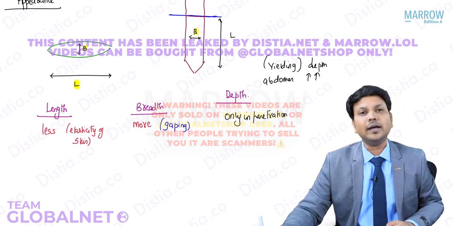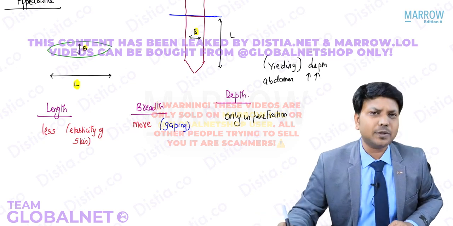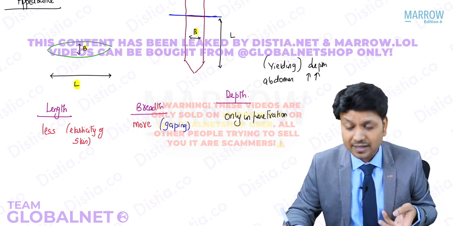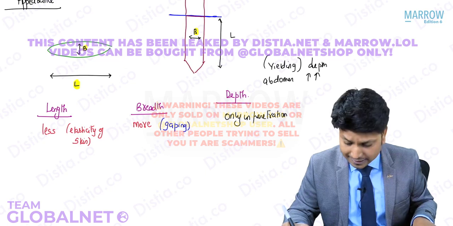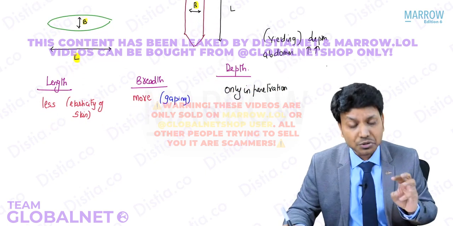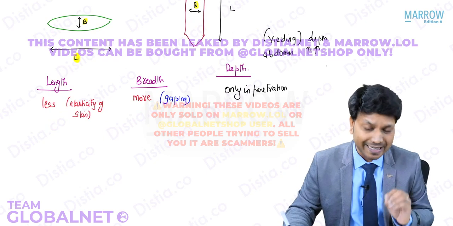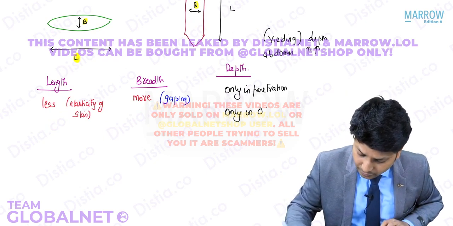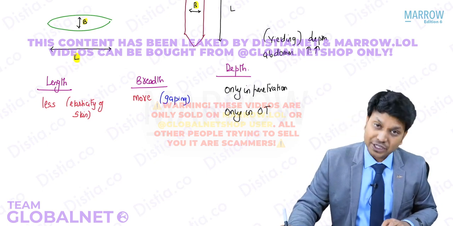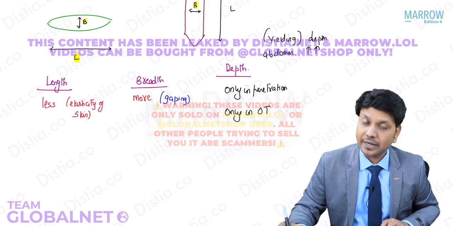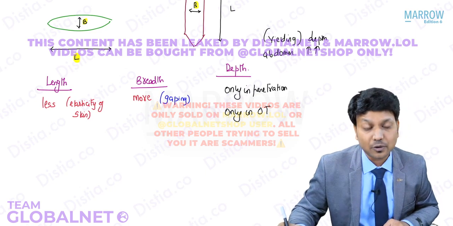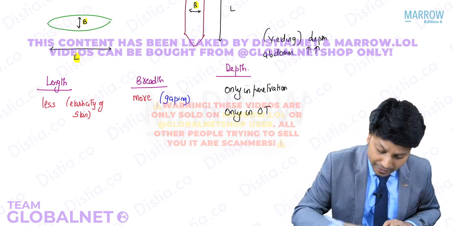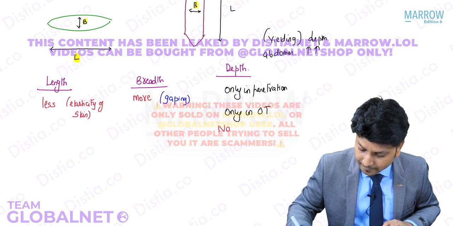Now, how do you see the depth of the stab wound? You should never see the depth of the stab wound just like that. You should always examine the depth of the stab wound only in the OT. You need to take the patient to the operation theater, and then you have to examine the depth of the stab wound. And you should never do any kind of probing. No probing should be done.